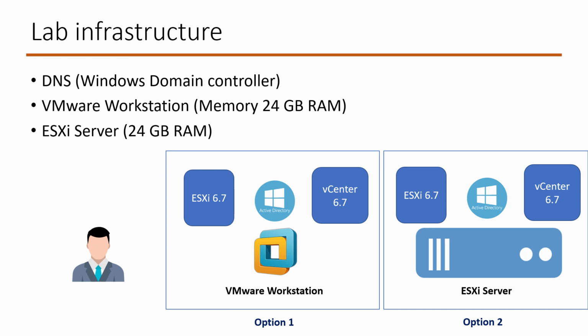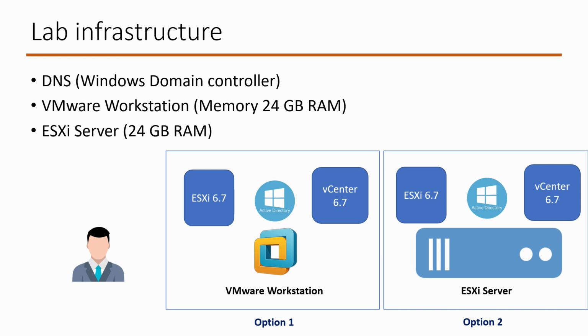Option one is VMware Workstation that you can install on a Windows PC or a Linux PC. Then you can run Active Directory, ESXi and vCenter from that. The minimum memory configuration that you need is 24 GB RAM. You can do it in a desktop also.